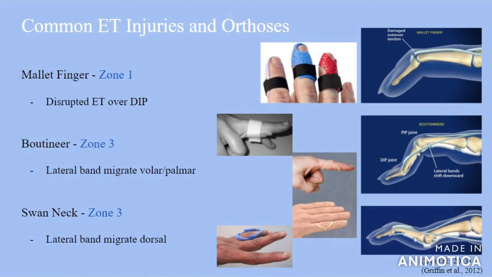Mallet finger often occurs due to forceful flexion of the DIP, causing damage to occur to the extensor tendon in zone 1. There can be many design options for the FO to keep the DIP stable.